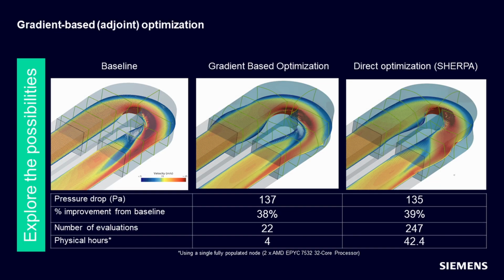Okay, right. We can have a look at this example, which is shown here in the slide. This is an optimization of a U-bend geometry where we use 18 CAD parameters. Comparing the classical Sherpa optimization to the new gradient-based optimization, we can go down from 247 design studies to 22. Of course, this also has a consequence on the computing time, which is reduced from 42 hours to 4 hours, so it's quite impressive.